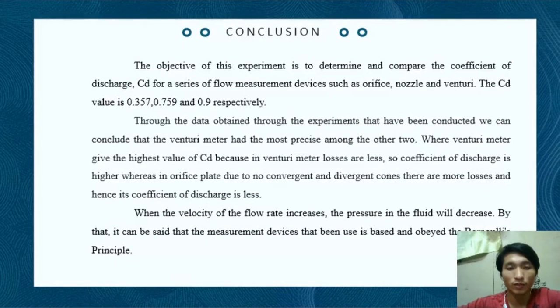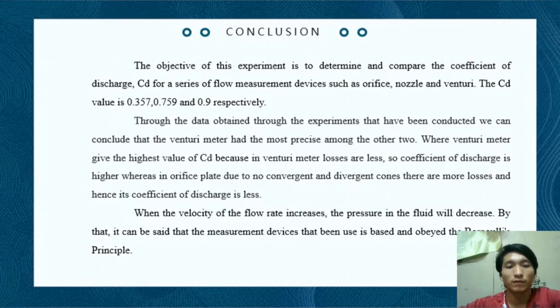So the conclusion for this experiment is, the objective of this experiment is to determine and compare the coefficient of discharge for a series of flow measurement devices such as orifice, nozzle, and venturi. The CD values obtained are 0.357 for the orifice, 0.759 for the nozzle, and 0.9 for the venturi. Through the data obtained from the experiment, we can conclude that the venturimeter is the most precise and accurate among the other two flow meter devices.